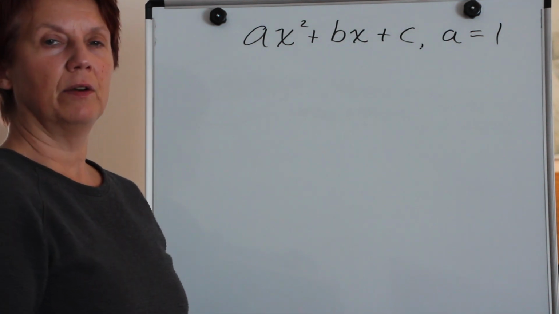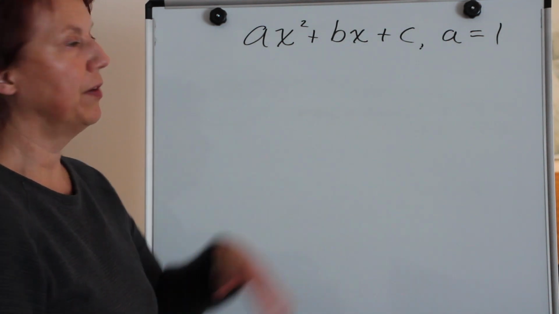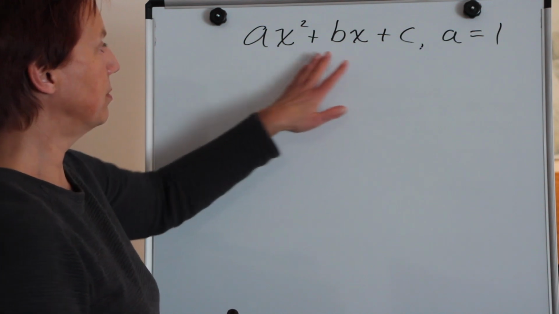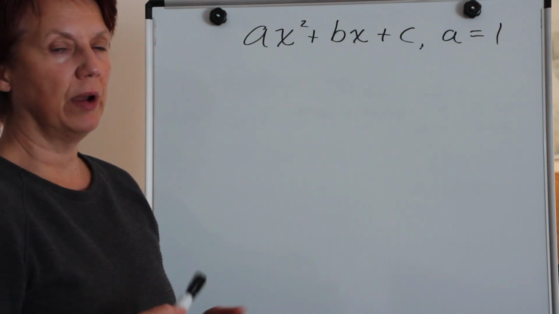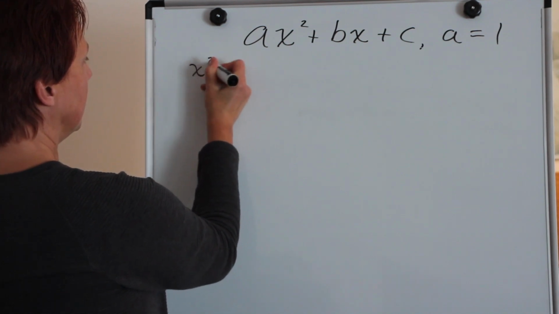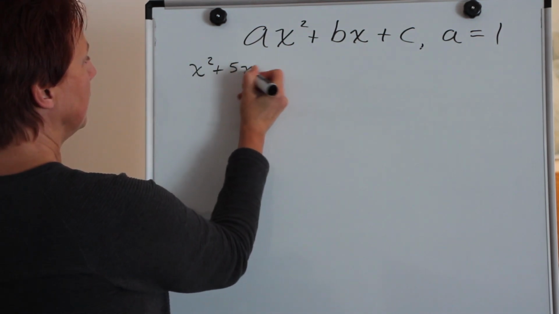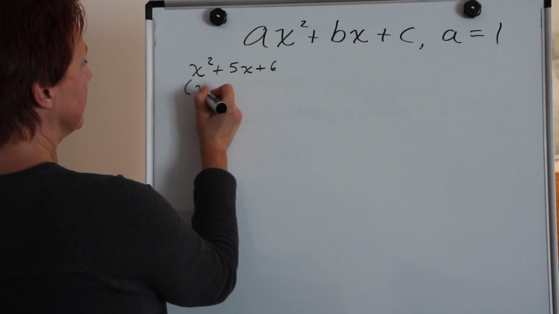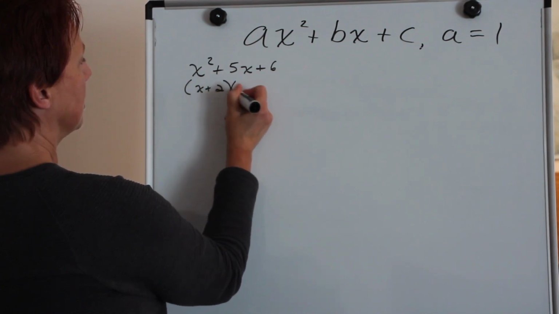Hi, welcome back. Okay, so today we're going to carry on with factoring trinomials of the form ax squared plus bx plus c, where a is equal to 1. Yesterday we did a really simple one. We did x squared plus 5x plus 6, which when factored gives us x plus 2 times x plus 3.